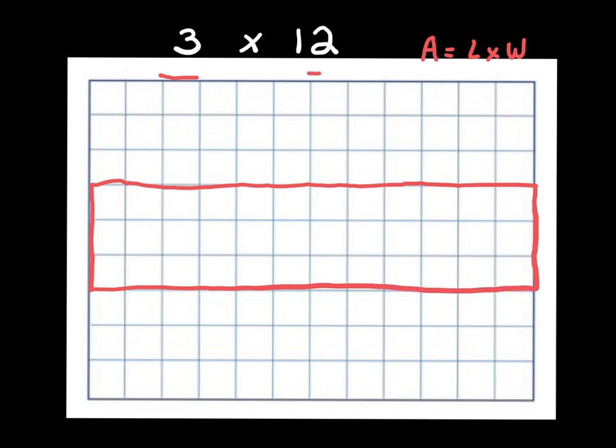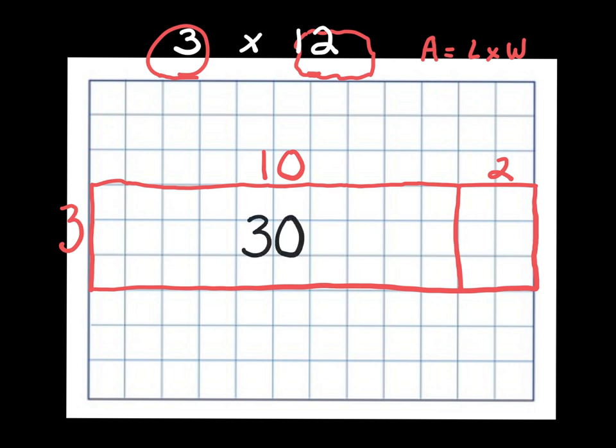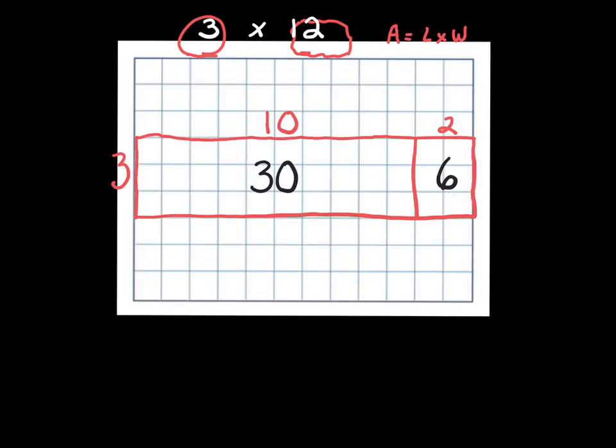Since this is a 10, not a 1, I'm going to break this up. I'm going to say this is 10 on this side and 2 on this side, and we're multiplying by 3. So now we say 3 times 10 and 3 times 2. 3 times 10 is 30, and 3 times 2 is 6. Now that we have 30 and 6, we can add them up. 30 plus 6 is equal to 36. This is the product from these two factors using the area model.